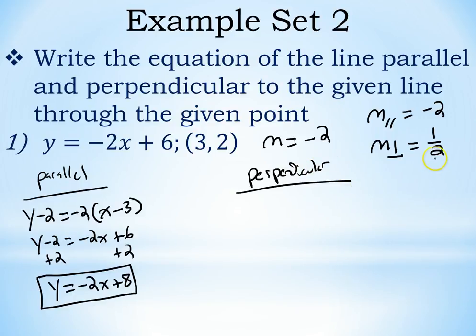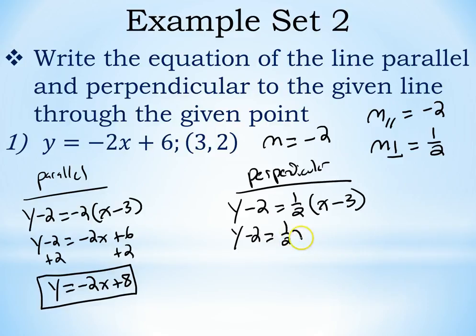So again, we just plug in the slope and the point into our point-slope form. So y minus 2 equals 1/2 (x minus 3). Now for these particular problems, if you were to distribute the 1/2, the 1/2 does not go into the 3 nicely. So there are 2 different ways you can go about this. You still can distribute the 1/2. You get y minus 2 equals 1/2 x minus 3/2.